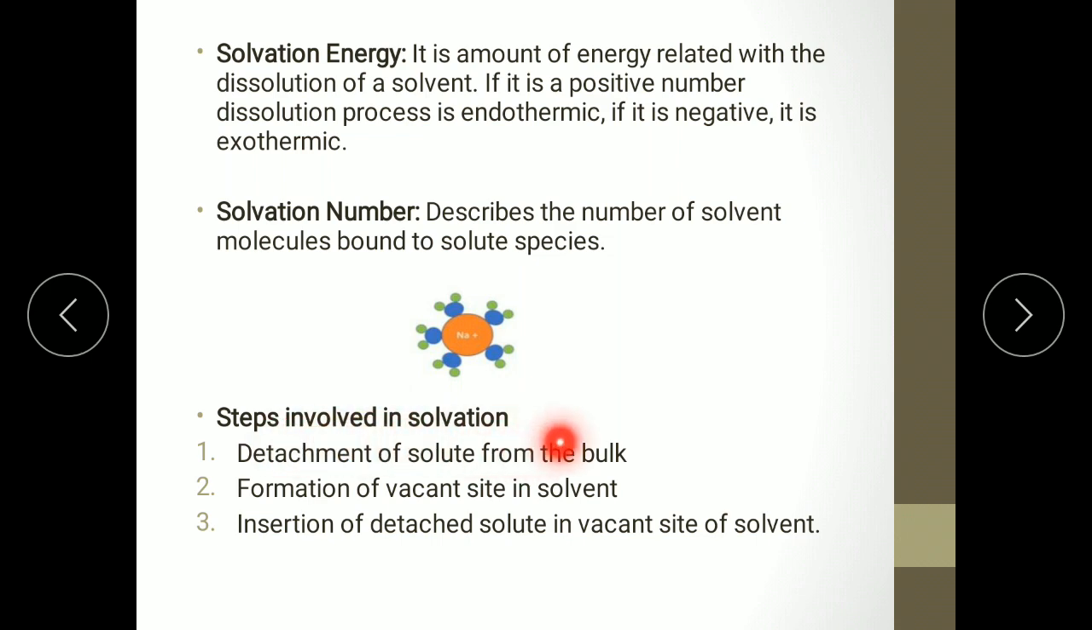Now steps involved in solvation are detachment of solute from the bulk. Whatever steps are there in solubility process, same steps are here, because solvation is nothing but again solubility. Just you see, first step is detachment of solute from the bulk. Second step is formation of vacant site in solvent, and third step is insertion of detached solute, मीन्स जो भी फर्स्ट स्टेप में डिटैच सॉल्यूट रहता है वो वैकेंट साइट में इंसर्ट होता है थर्ड स्टेप में.